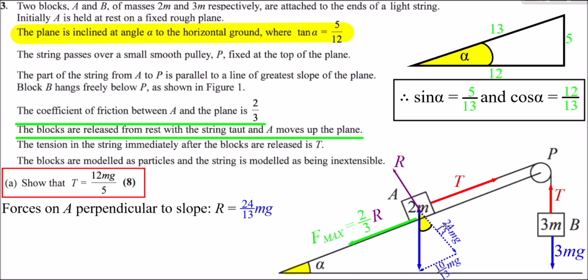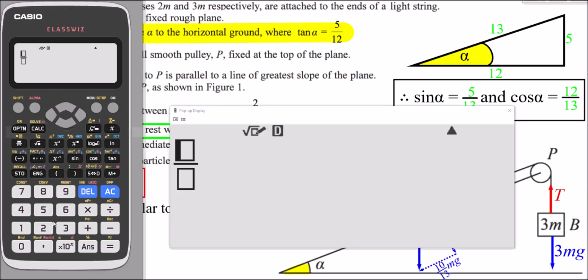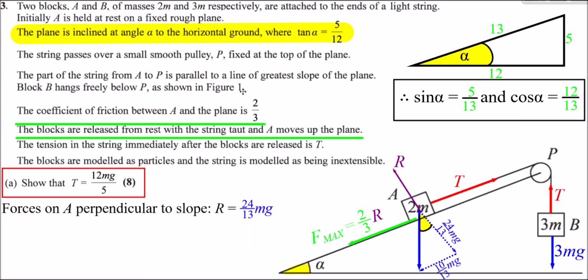So therefore, we can actually simplify this expression for F max. So F max is 2/3 multiplied by this here. So 2/3 times 24/13, we can neaten this fraction up. Well, basically, you can just think about what's 2/3 of 24. That's just going to become 16/13. And so we can neaten this up. So F max is 2/3 of R, which is going to be 16/13 mg. That's the force going down, the force due to friction.